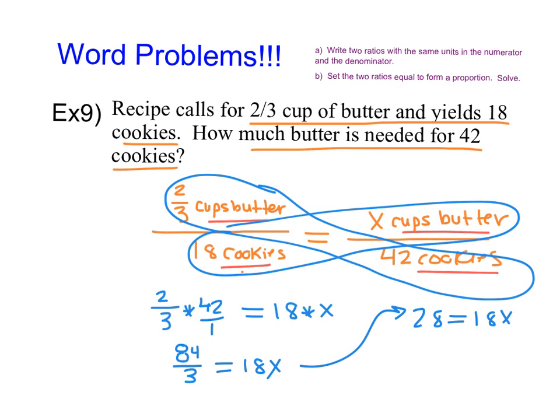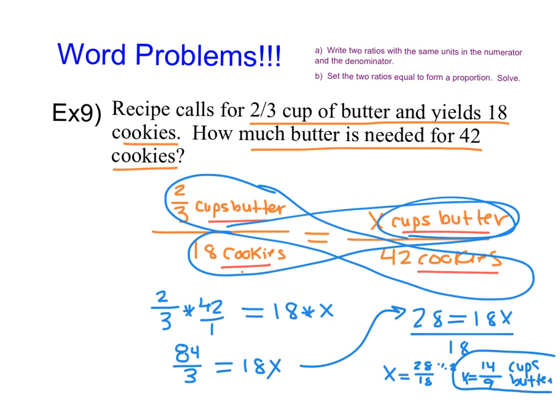So we now have 28 is equal to 18 times x. We divide both sides by 18, so I have x is equal to 28 over 18, which isn't super nice, but we can simplify that by dividing each of those by 2. So we have 14 over 9. That's about the best we can do. And then remember that this stands for cups of butter. And so that's our answer. In order to make a recipe with exactly 42 cookies, we would need 14/9 cups of butter.